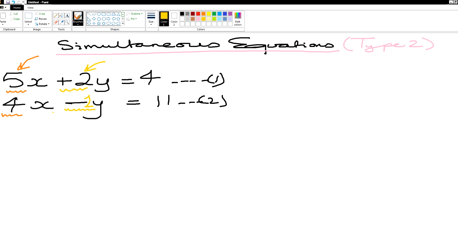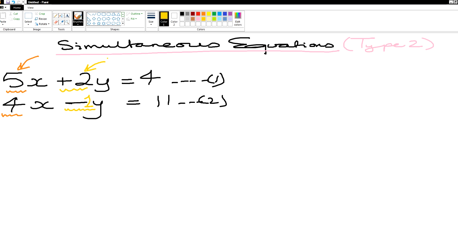So now both coefficients, close up please, are neither opposite nor equal. They need to be opposite or equal in order for us to go on to the next step. So what do we do if they're not opposite or equal? Make them opposite or equal.